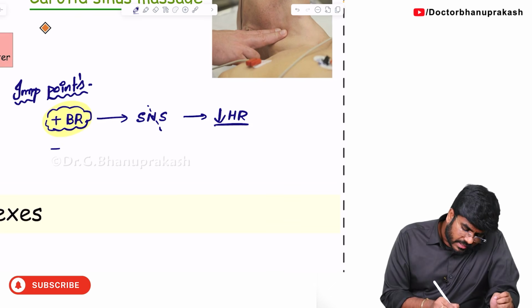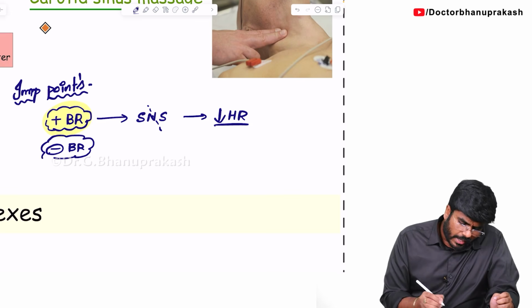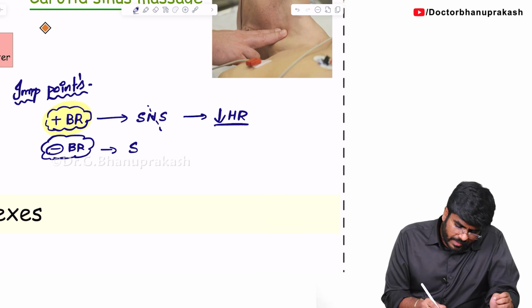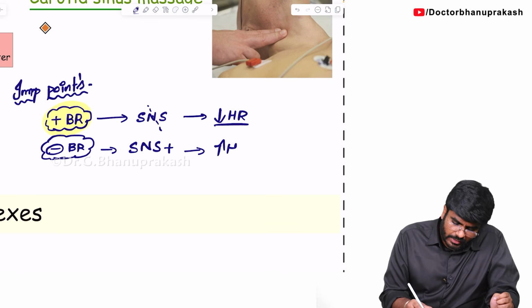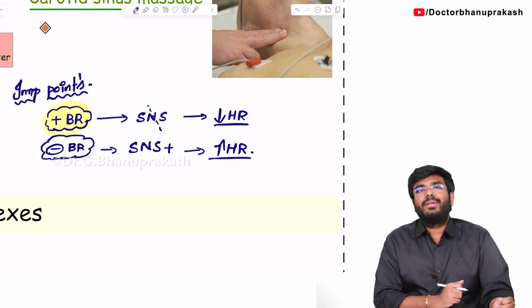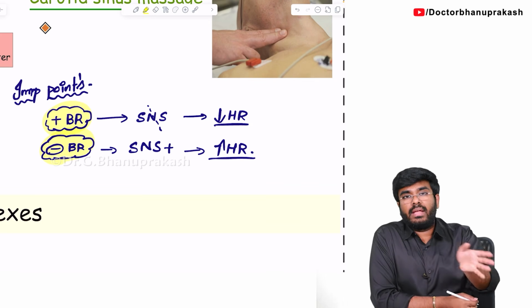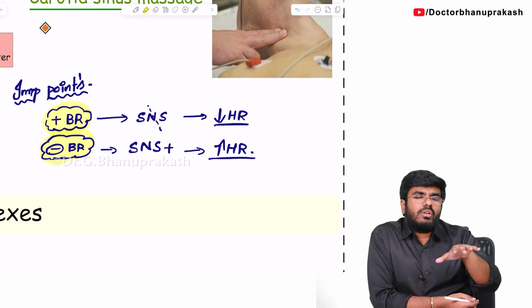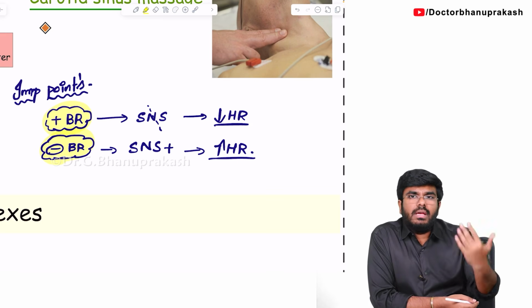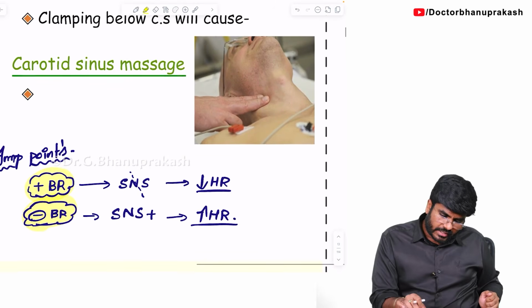In the opposite, whenever your baroreceptors are inhibited, what do you think will happen? Baroreceptor inhibited means your sympathetic nervous system is activated. And what will happen to your heart rate? Your heart rate increases, your BP increases. Okay, so this is the golden rule: how the baroreceptors are related with the heart rate. Baroreceptor activation, heart rate decreases, negative feedback. Baroreceptor inhibition, sympathetic activation, and heart rate increases. Okay, why is this important for you? I will explain.